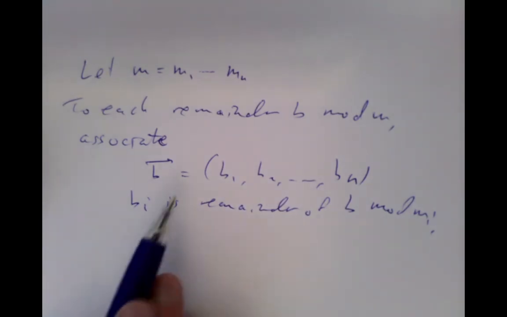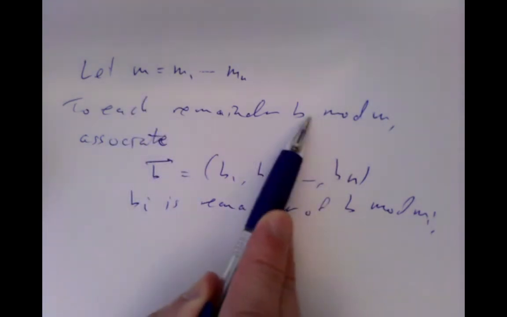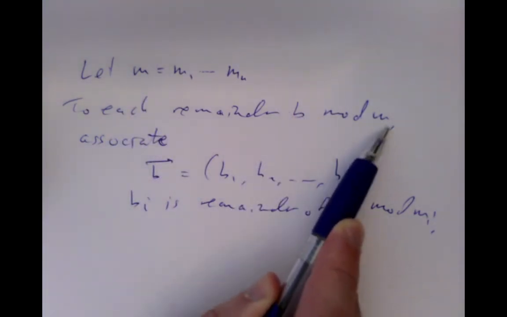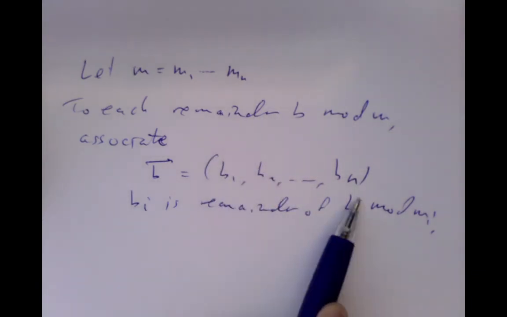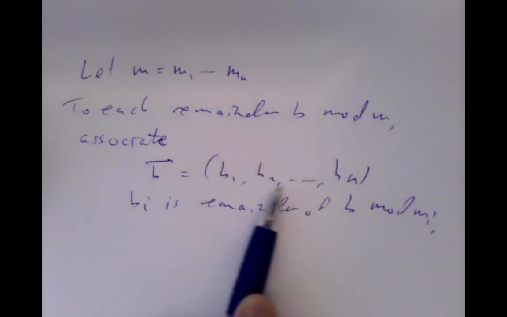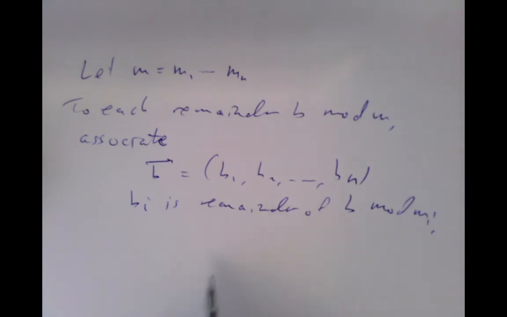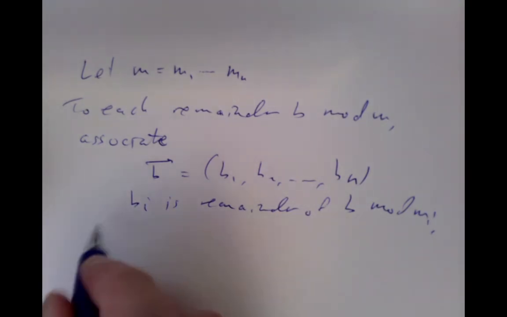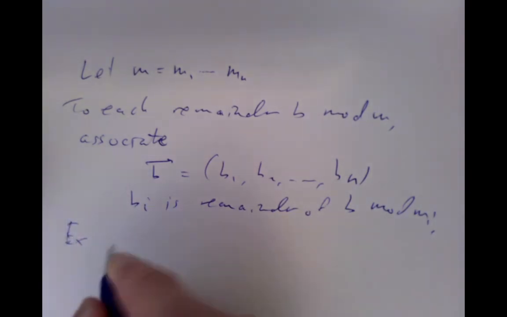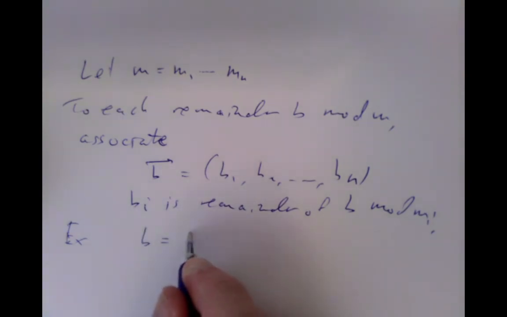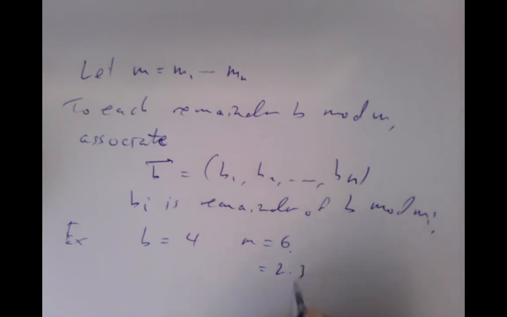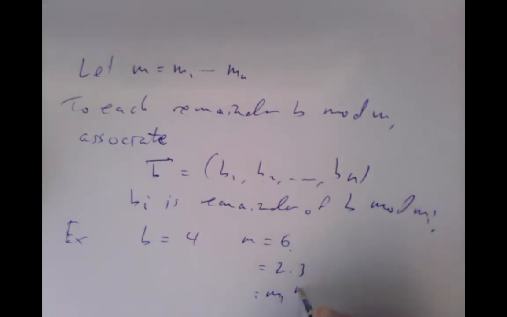So we've associated to any individual number remainder, a single number like 7 modulo 13, a whole sequence of its remainders modulo these various Mi's. So what we can do, as an example, if B is 4 and M is 6, then 6 is 2 times 3. We'll make that be M1 and M2, 2 and 3.